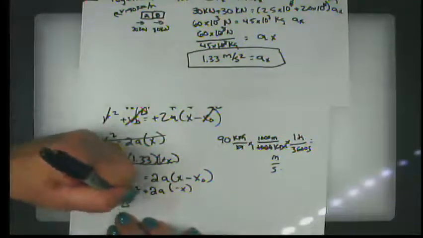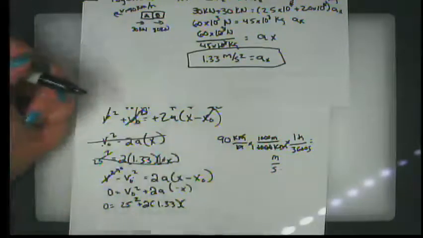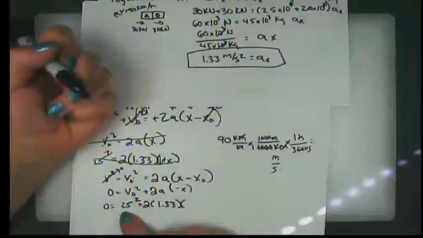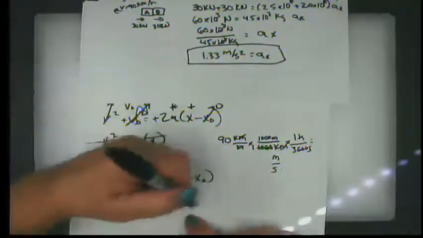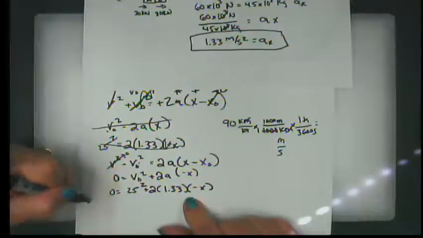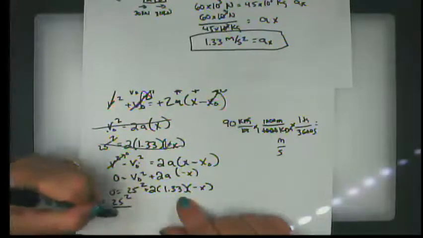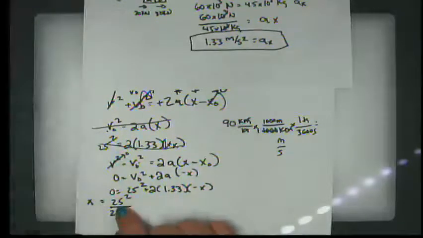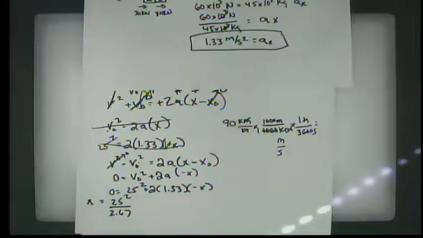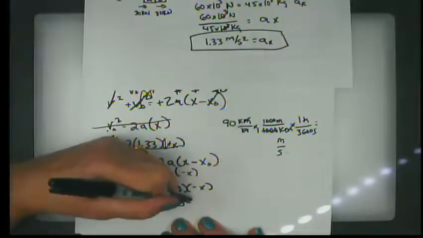So we get 25 squared plus 2 times a times that negative x, which is, oh, this isn't my, that's my 25. And then my x is what I'm looking for, minus x. All right, so then if I bring this over to the other side, I get x times this quantity equals 25 squared, and I can divide by that, which is 2.67. So if I take 25 squared, which is 625, I think. All right, and then divide that by 2.67, what do I get for a distance? 234. Okay, let's see, 235-ish.